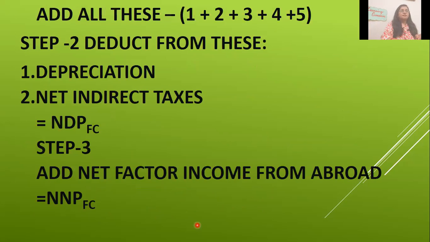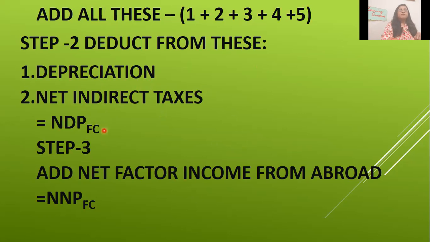Now we'll see the next step. In the second step, we deduct two things from the five we had added. We had added five things: private final consumption expenditure, government final consumption expenditure, household final consumption expenditure, gross domestic capital formation, and net export. And from these we'll be deducting two things. Those two things are depreciation and net indirect taxes. You already know what net indirect taxes are, which is indirect tax minus subsidy.